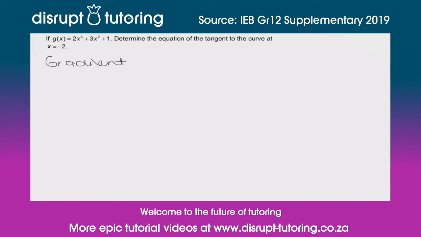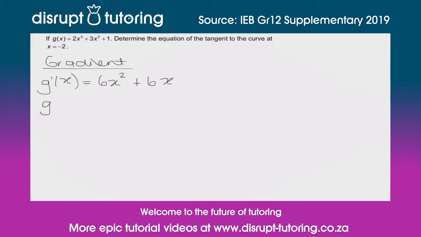Okay, so let's do that quickly. And the way we do that is by determining g dash of x. We're going to use our exponent laws. So it's going to be 3 times 2 is 6, and we subtract the 1 from the 3, which will give us 2. Then we've got 3 times 2 is also 6, and we subtract 1 from that 2, which gives us x. And then the 1 falls away because it's a constant.